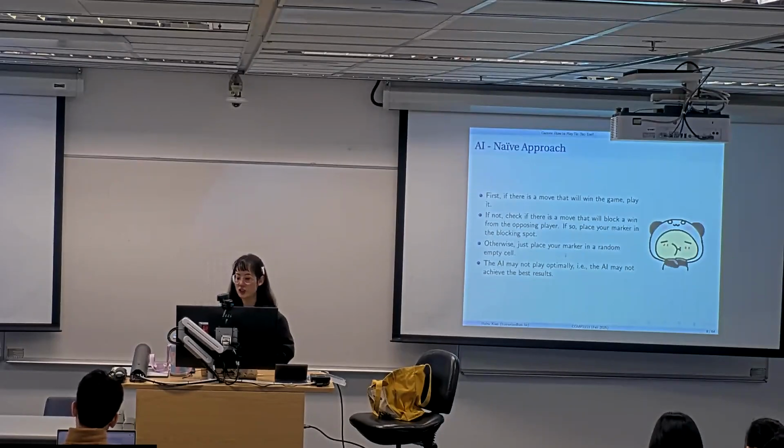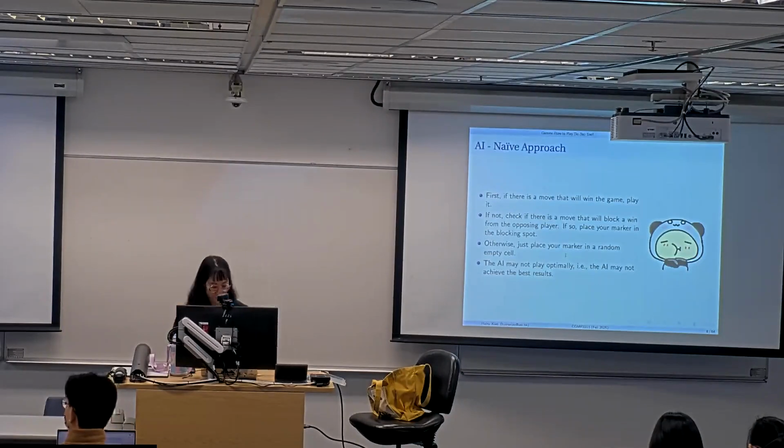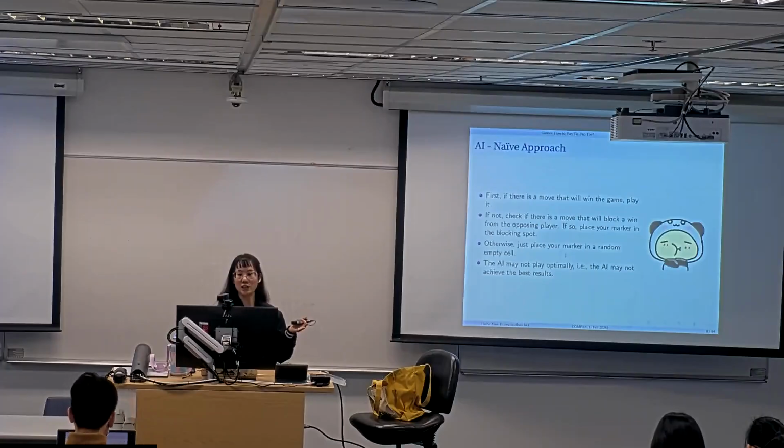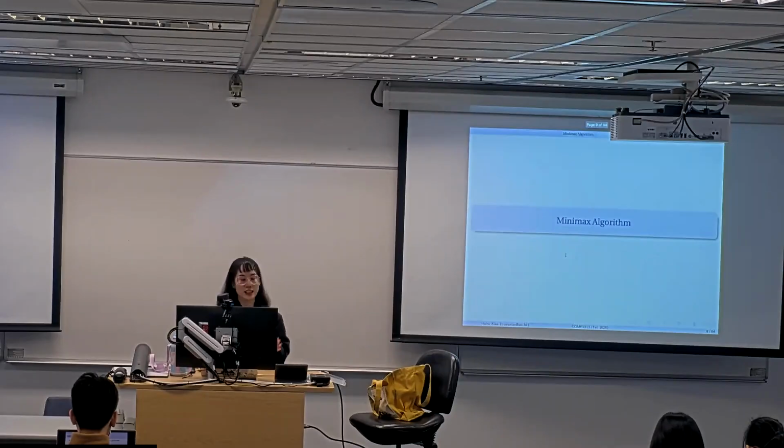The AI may not achieve the best results if we just do this naive approach. Even though this is an AI to play the game, it's not good, right? It cannot perform very well. Then we have to think about how to improve the AI, because now we want some optimal algorithm. We want to make sure that if the AI is used to play tic-tac-toe, the AI can win the game. Then we try a Minimax algorithm.